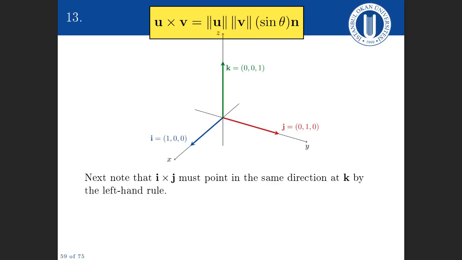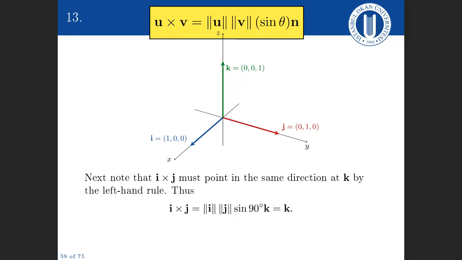What about i cross j? Well, imagine holding your left hand up to your screen and turn your hand so that your second finger is pointing in the same direction as i, and your first finger is pointing in the same direction as j. Where does your thumb point? The answer is your thumb is pointing upward. So your thumb is pointing in the same direction as k. So i cross j must point in the same direction as k.